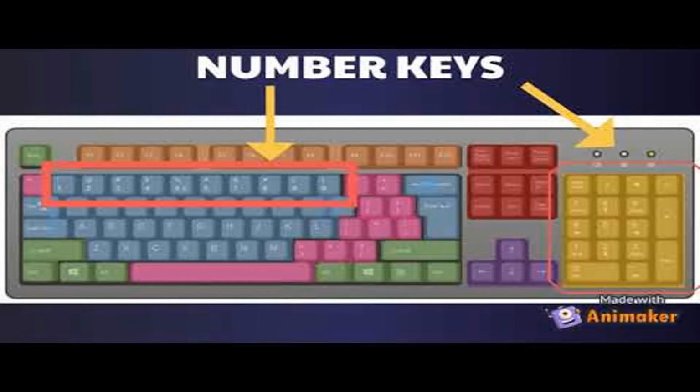From both sides we can use the number keys. Either we can use the number keys given just above the alphabet keys, or we can use the number keys on the right hand side, that is from the numeric keypad. The numeric keypad will only work when we turn on the Num Lock.